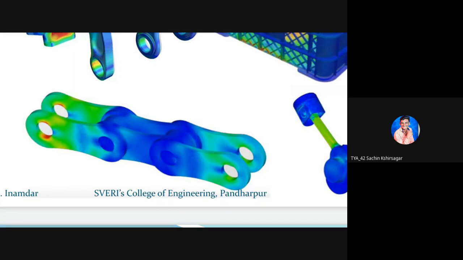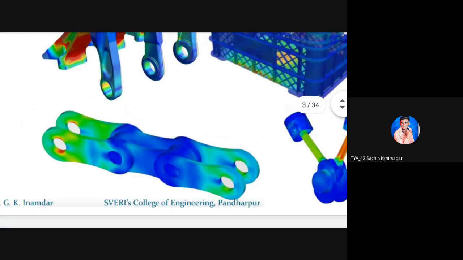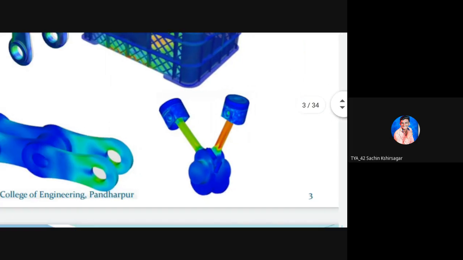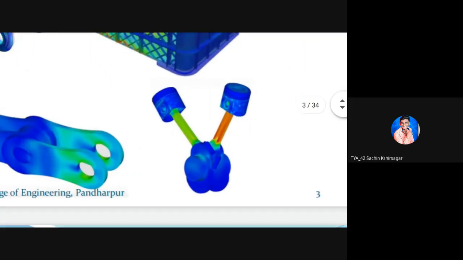Okay, the metal chain is also available. Now, the fourth image is also of the engine part, the inside part: piston, cylinder, crankshaft, crank wheel. This analysis is there. The different color coding is also there. If you see, the piston is in blue color. Why?